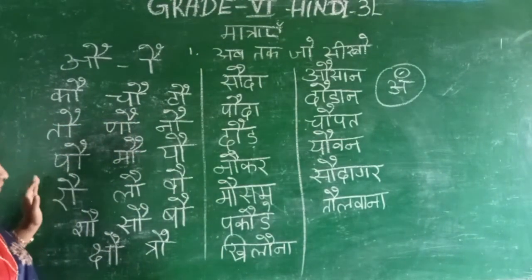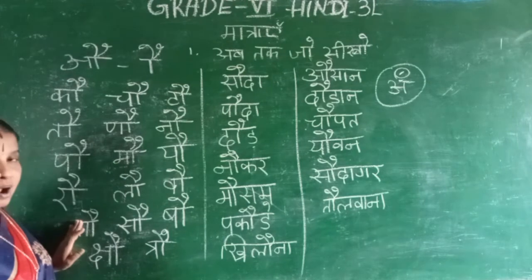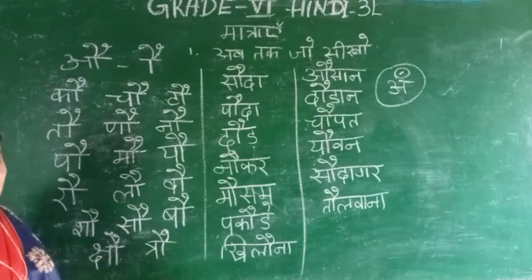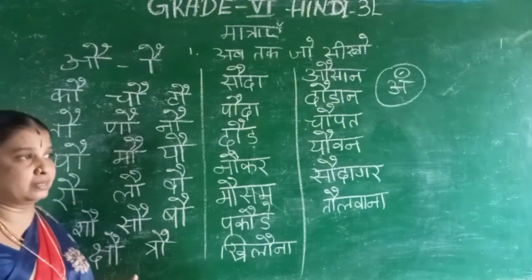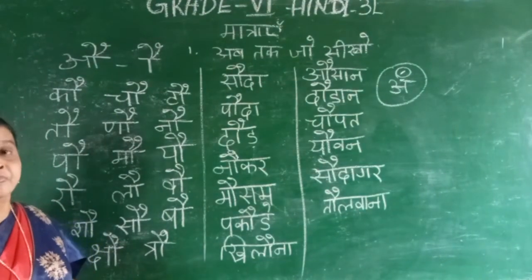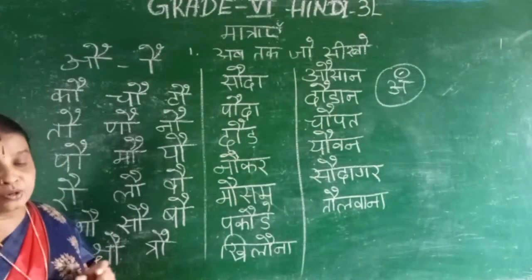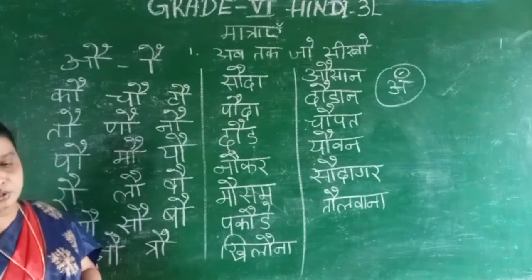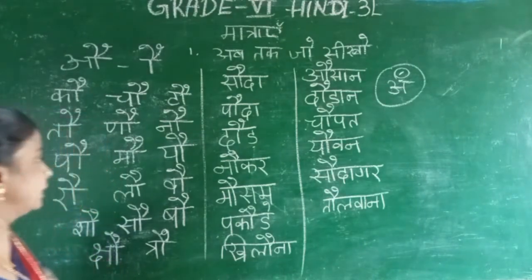varga, ta varga, ta varga, pa varga, ya varga and sha sa ha. So first, the main thing is we have to learn the rules of how to pronounce the letters after the dot. Now we are going to see that.